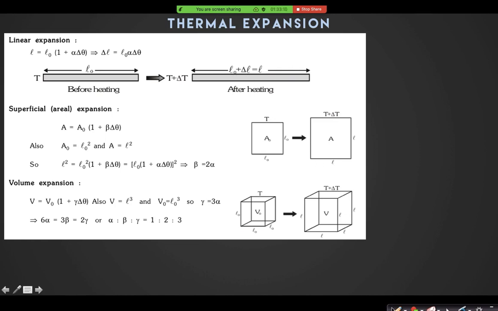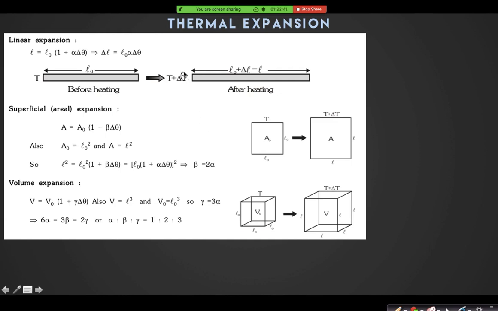Yes or no? Yes, sir. This change in the length is given by this formula. This change in length is directly proportional to the initial length and the temperature change. So the constant of proportionality, if it is alpha, then the change in length is equal to L naught alpha into delta theta. Delta theta is the change in temperature, right? Instead of delta T, you can assume it to be delta theta.